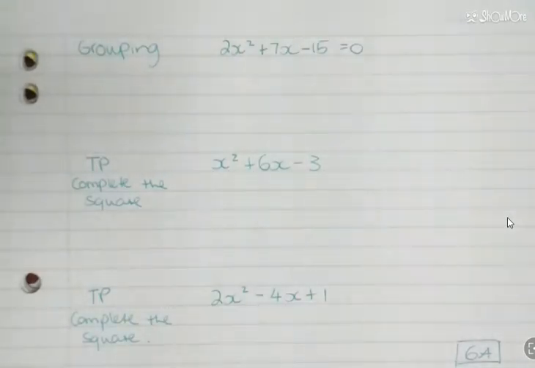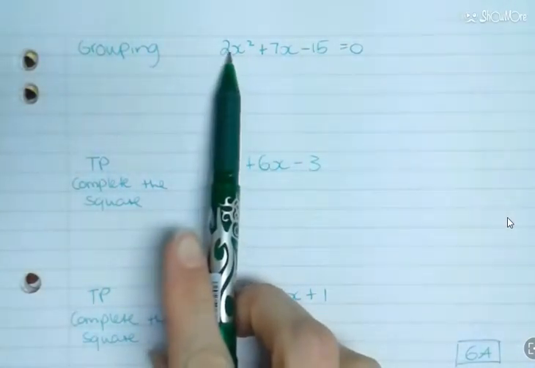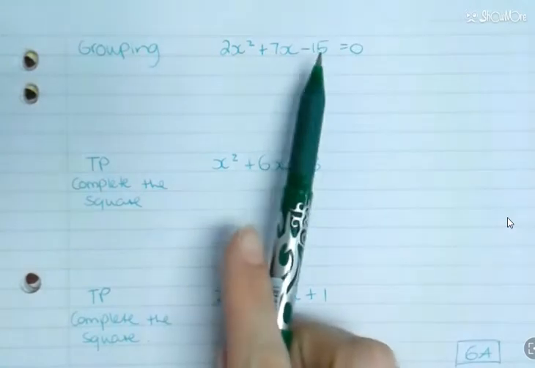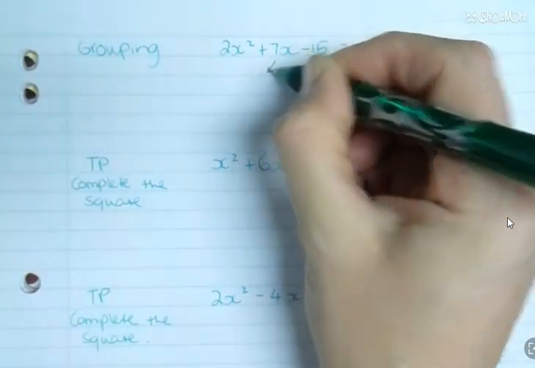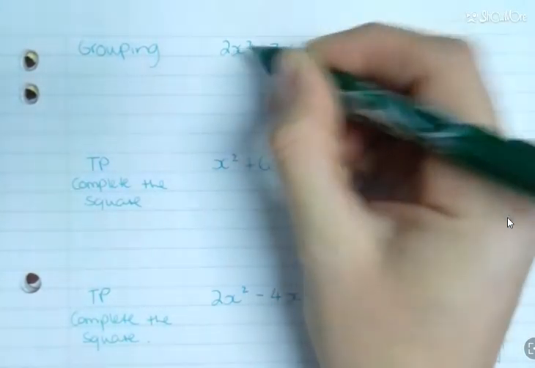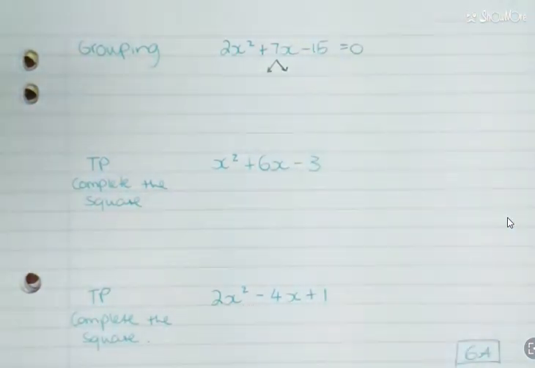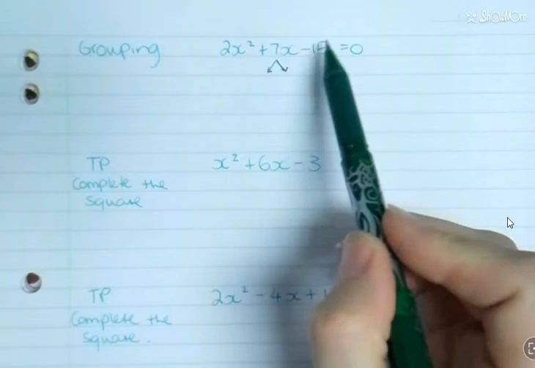Okay, so our next one is we've got to factorise through grouping. Because I've got this 2 out the front, 2 is not a factor of 7, nor is it a factor of 15 without me getting decimals and awful numbers that aren't going to be nice to work with. So I've got to split the 7 up so that it shares factors with 2 and with 15. The trick way of doing that is that you multiply A and C.